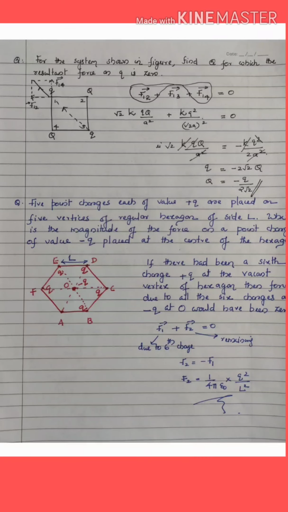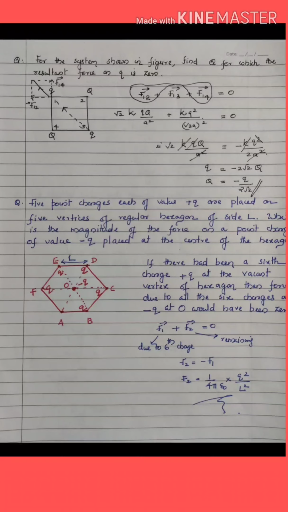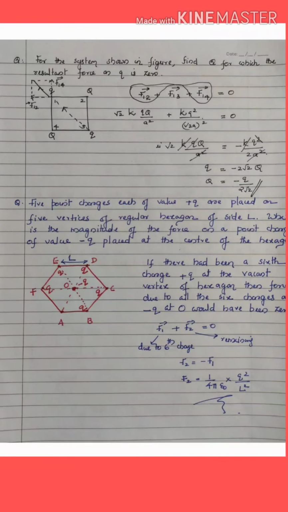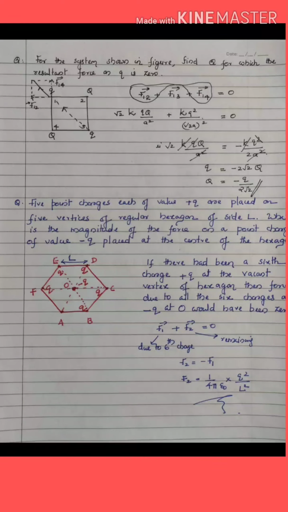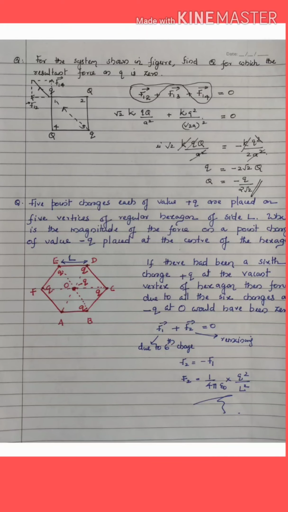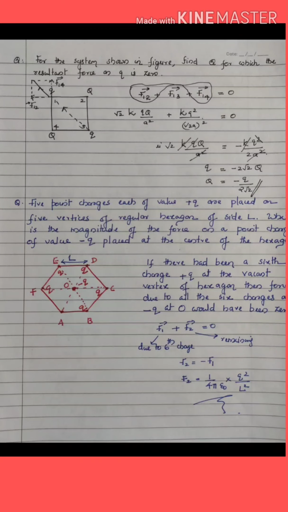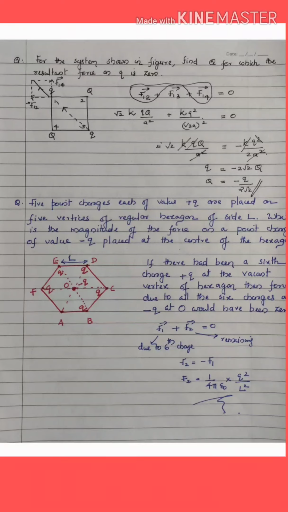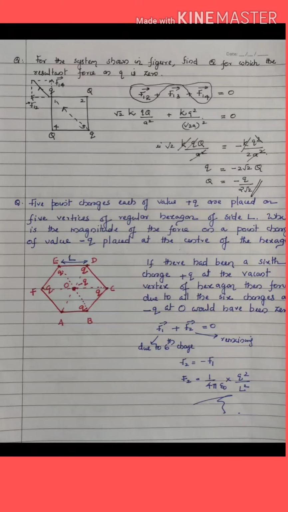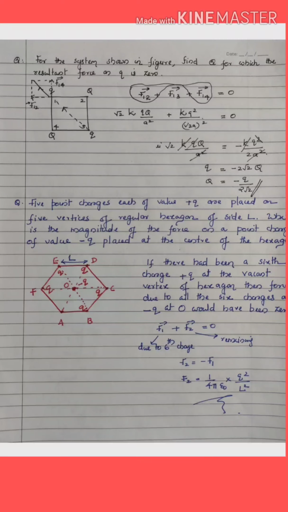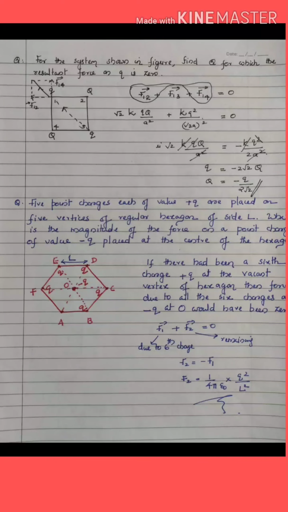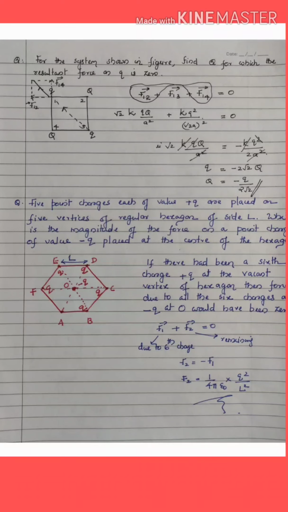Just think about the contributions: the force on 1 due to 2 is repulsive, and the force on 1 due to 4 is equal but at a 90-degree orientation. So their resultant we can easily find as root 2 into the individual contribution, that is k into small q, capital Q by a square. But there is another contribution, the force on 1 due to 3. It acts diagonally, and hence its contribution we can write as k q square by the diagonal, root 2 a, whole square. From that you can easily find the value of Q. A good question.